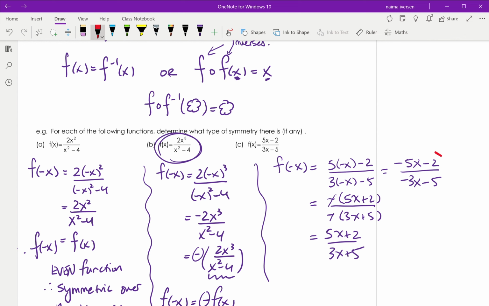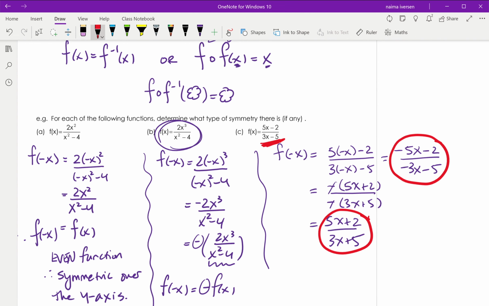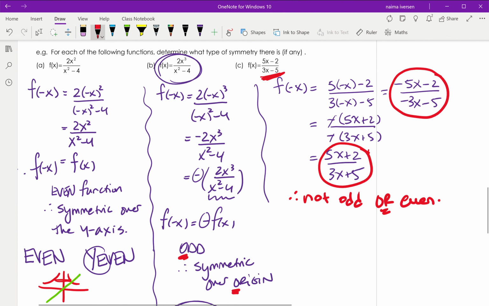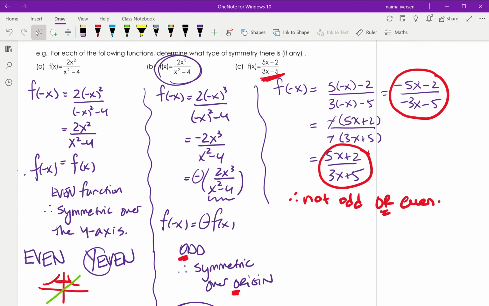So in this form, it's not the same as my original. In this form, it's also not the same as my original. So this one is not odd or even. It's neither one of those. It doesn't have symmetry over the origin, and it doesn't have symmetry over the y-axis. Let's check, though, for a self-inverse.